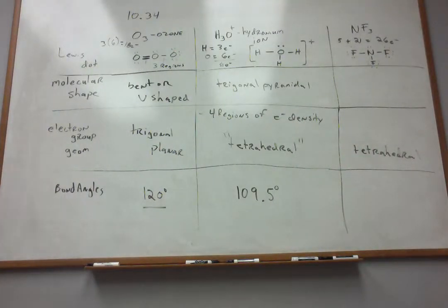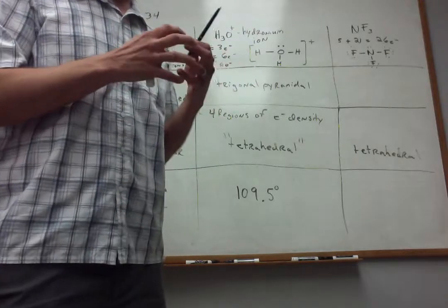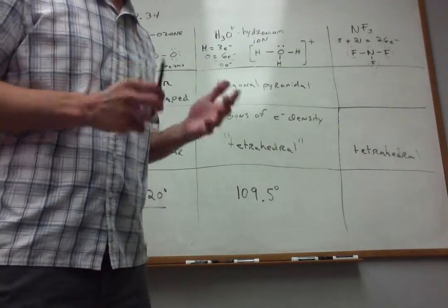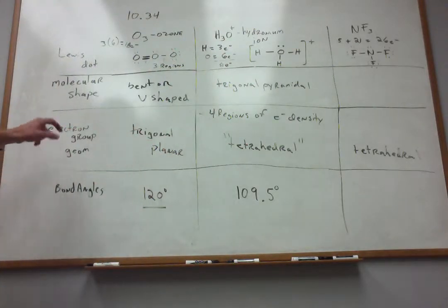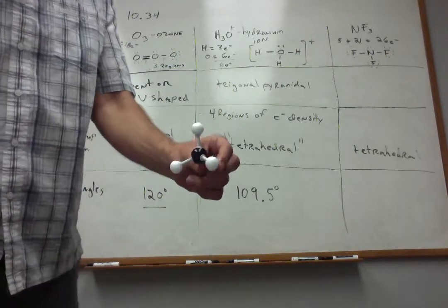Anytime there are 4 regions of electron density around the central atom, you're going to have tetrahedral geometry. That's the way this works. The number of electron groups around the central atom, or regions of electron density, determines what your electron group geometry is. Now, if you've got lone pairs, that changes your molecular geometry, right? So your base tetrahedral, just like it was before, in this case, looks like this.